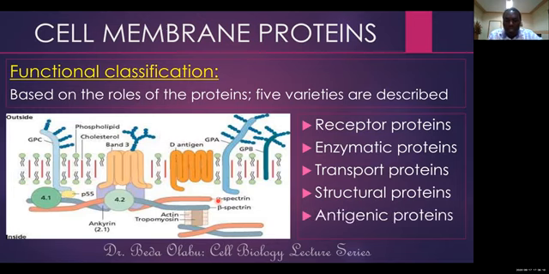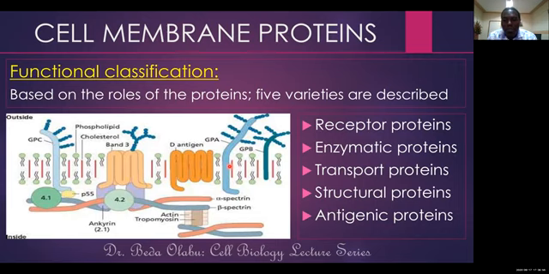The last class, depending on how you're counting, could be 5 or 6. But the last category is the antigenic proteins, proteins which are antigenic in nature. In immunology, you must have defined antigen already. If not yet, I can define it for you. An antigen is something that induces an immunological response. So some of these proteins are antigenic, which means they can induce an immunologic response.